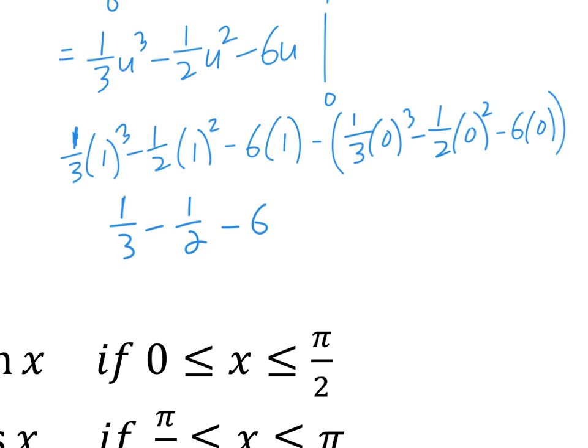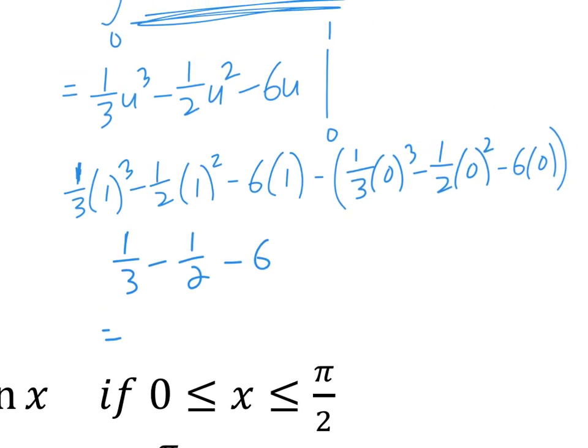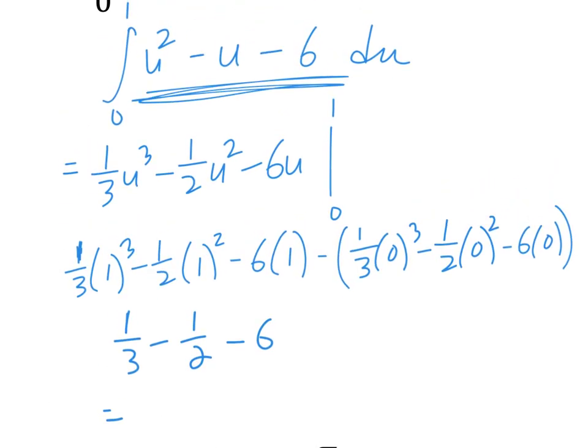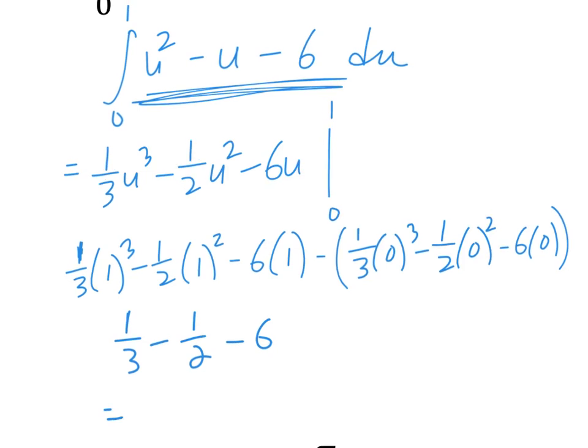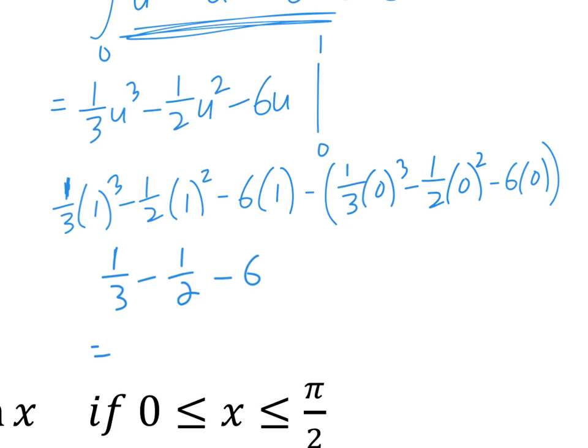which is minus 35 over 6. Negative 35 over 6? Yeah, over 6. Okay. Negative 37 over 6. Yeah. Negative 6 and 1/6.